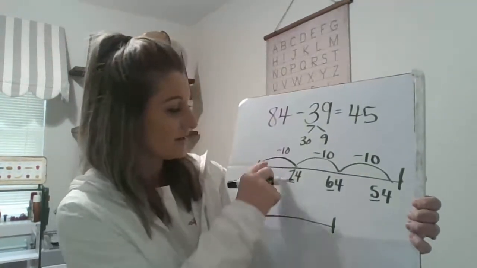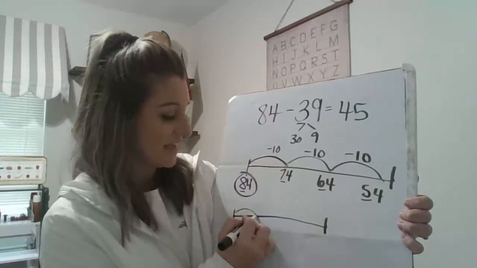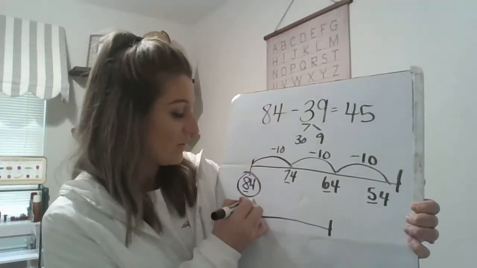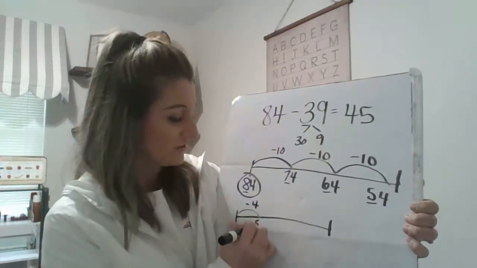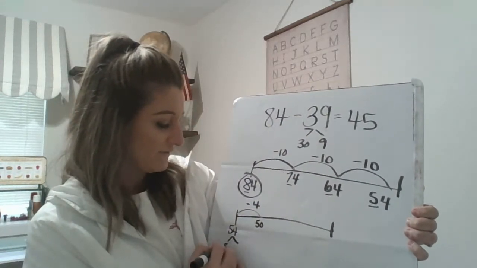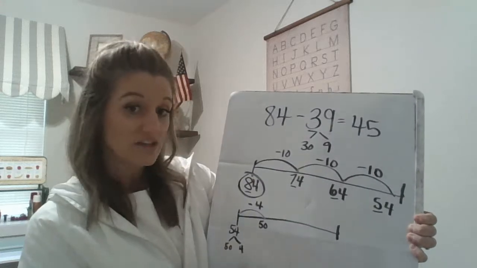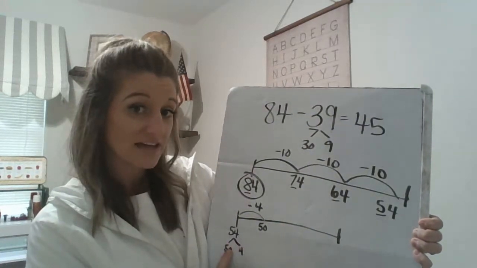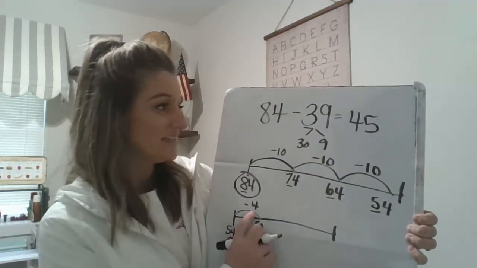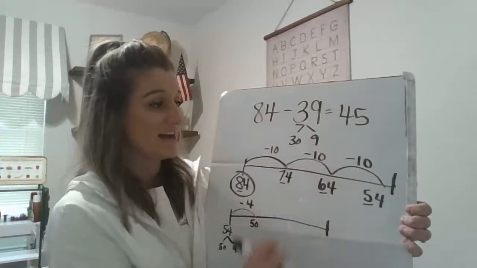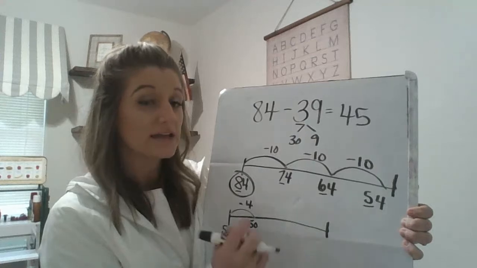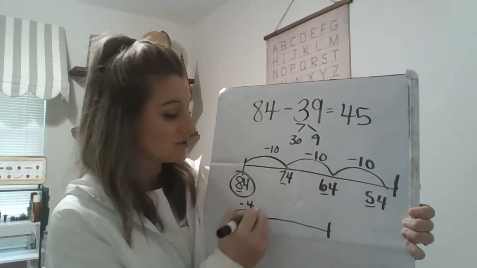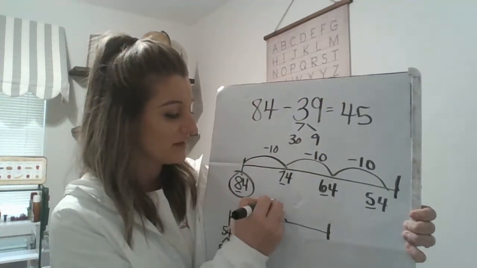It's not going to be as long a hop as the 10 because it's not the same as 10. But if I take away 4, remember anything you do goes up here. I land on 50 because 54 is made of 50 and 4. So if I take away the 4, all I have left is the 50. But I didn't need to take away 4. I need to take away 9. How much do I have left? 4 and 5 make 9. So I need to take away 5 more.